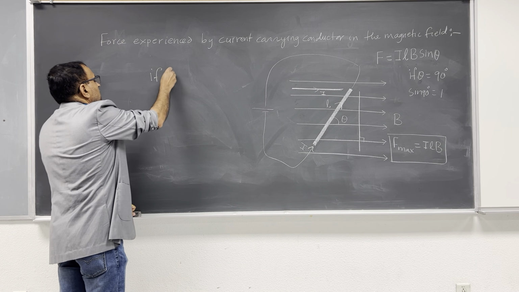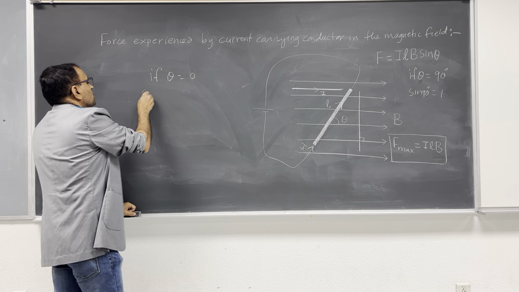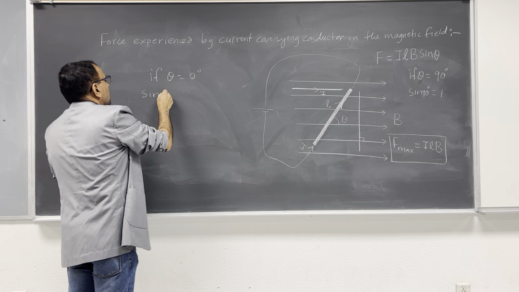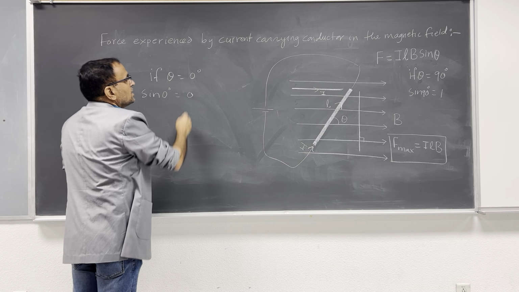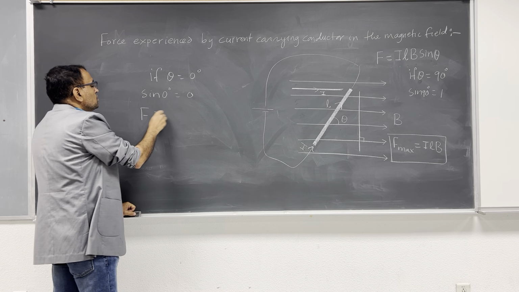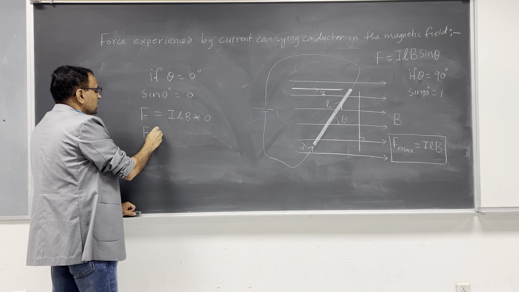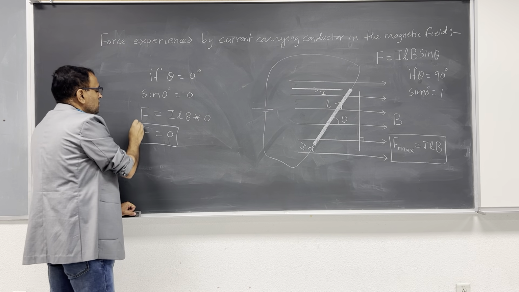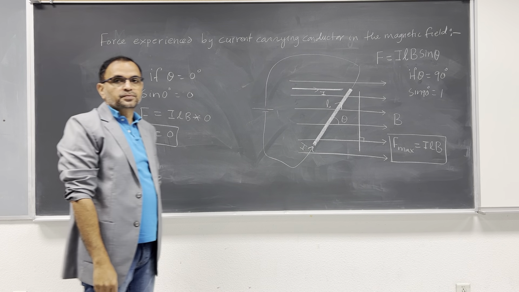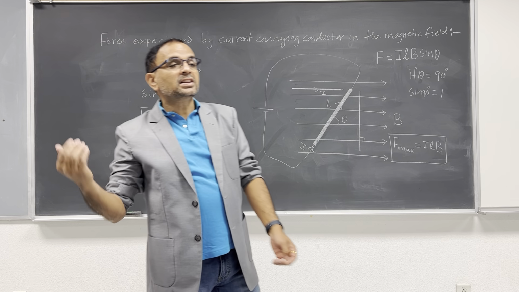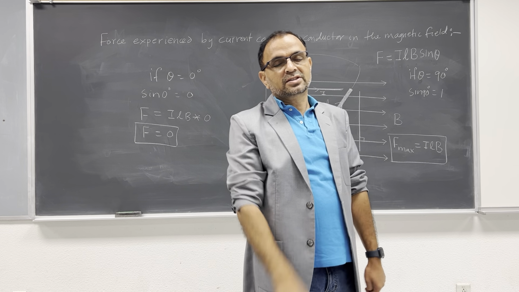If theta equals 0, then you have to figure out sine 0 degree. So sine 0 degree equals 0. Then what happens? F equals I L B times 0, so everything is 0. This is the minimum force then. Zero force, no force. Therefore, if the conductor is parallel to the magnetic field, there is no force.